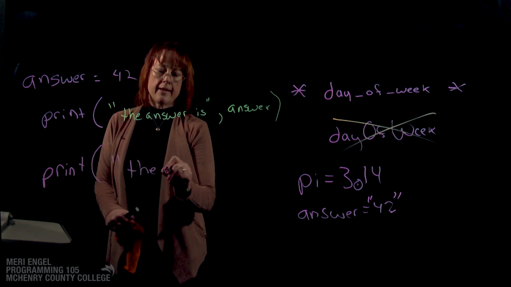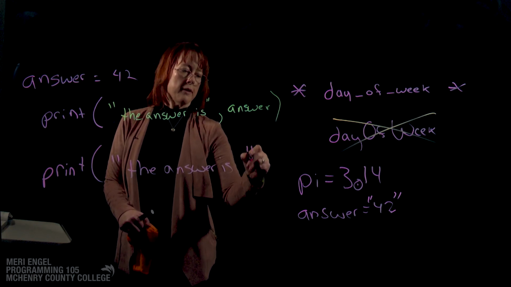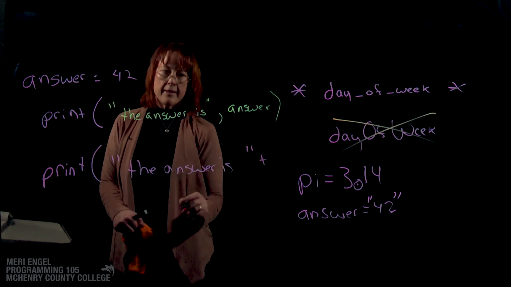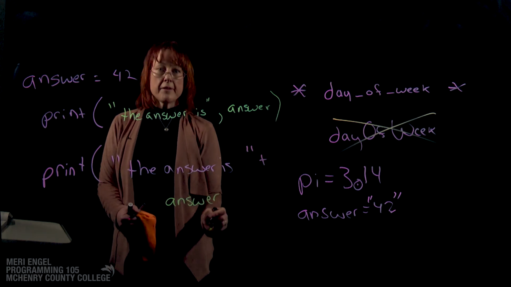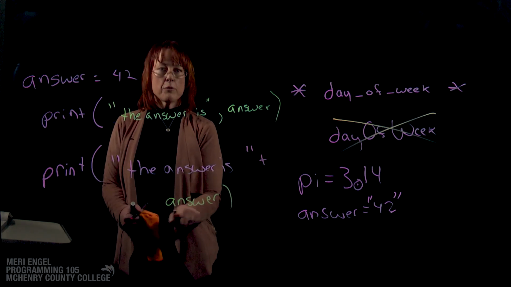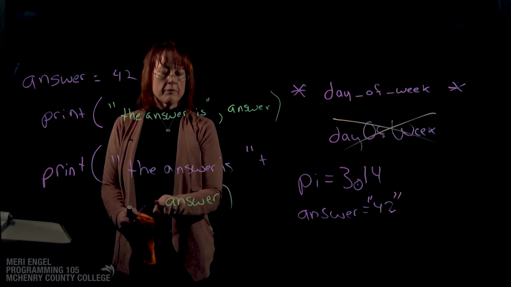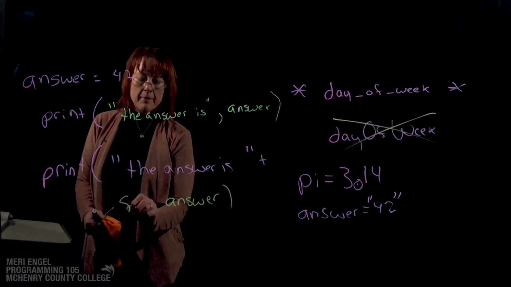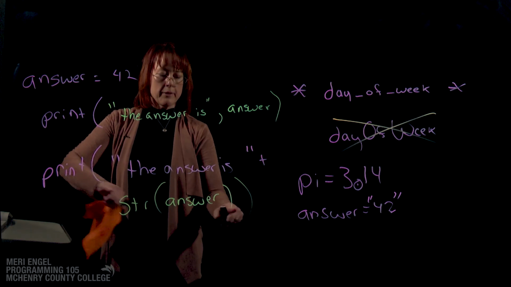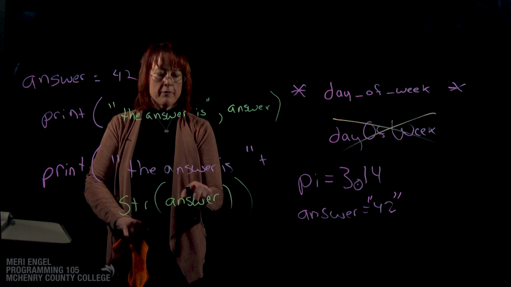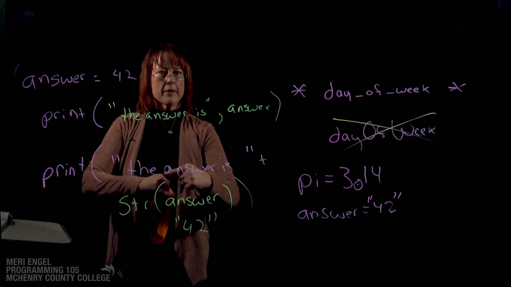If we do it this way, "the answer is", with a space and then a quote, and then we try to concatenate using a plus sign and put in answer, this does not work. It is not allowed because this would be a number, and we can't add a number to a string. We have to convert it to a string. So we would do that by using the str command, and then you have a parenthesis to close the outside one. These close the inside one. It converts 42 to be 42 as a string, and then we can concatenate them together into one thing.